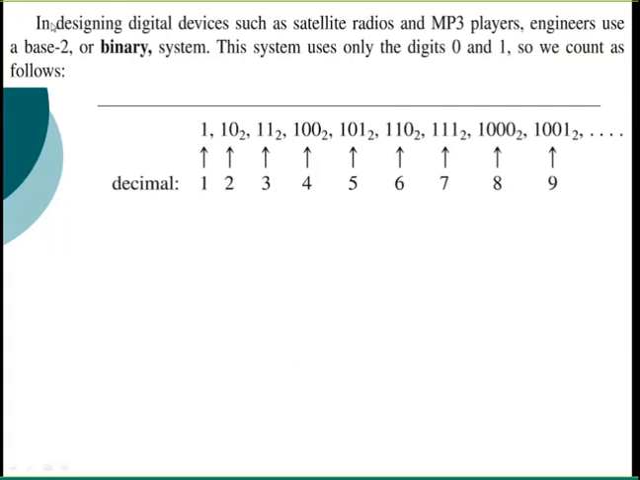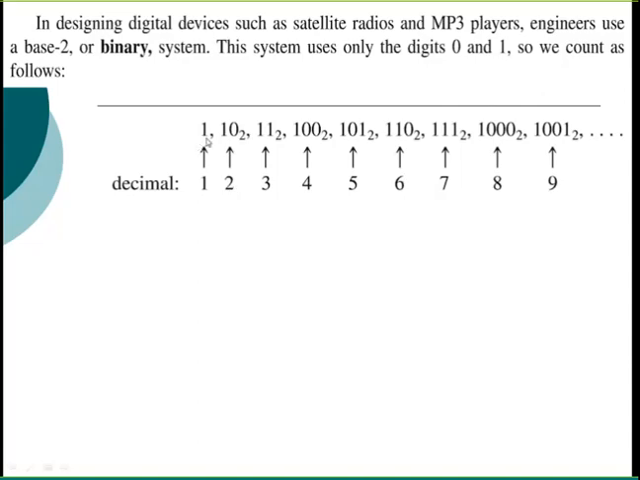So in designing digital devices such as satellite radios, MP3 players, we use base 2, binary. Maybe you've heard of binary before. Maybe you've taken a coding class. And this system uses only zeros and ones. Maybe you've seen the movie Matrix, and you've seen the green numbers scrolling on the computer screen. Those are all zeros and ones, and what they're doing is looking into the binary system of the actual computer. It's why that was cool for people to watch.